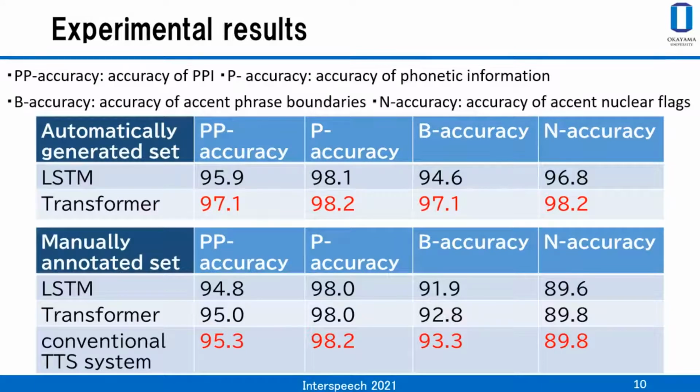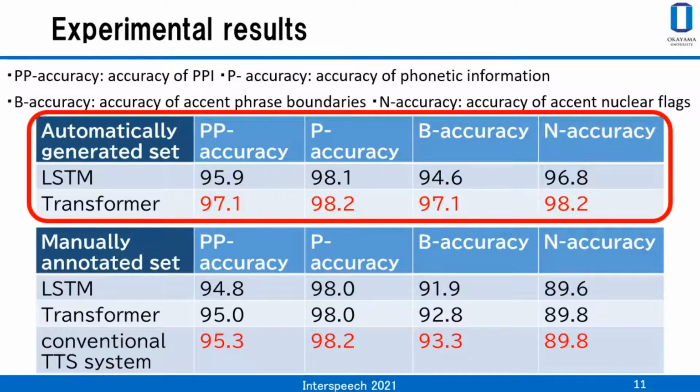Here are the experimental results. The upper table is accuracies evaluated by the automatically generated set, and the lower is by the manually annotated set. In addition to results of LSTM and transformer, to know the performance of the conventional TTS system, the automatically generated set is evaluated using the manually annotated set. It is shown as conventional TTS system in the lower table.